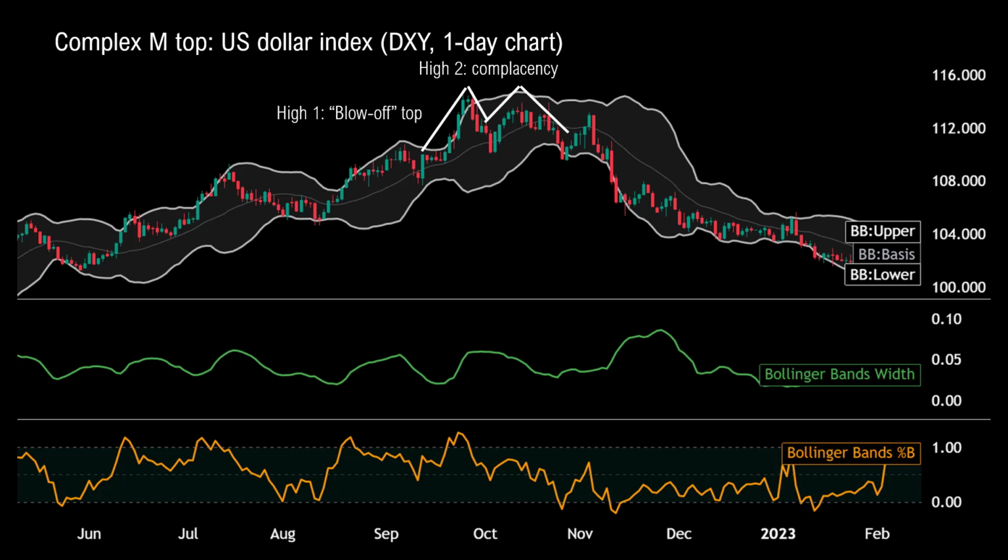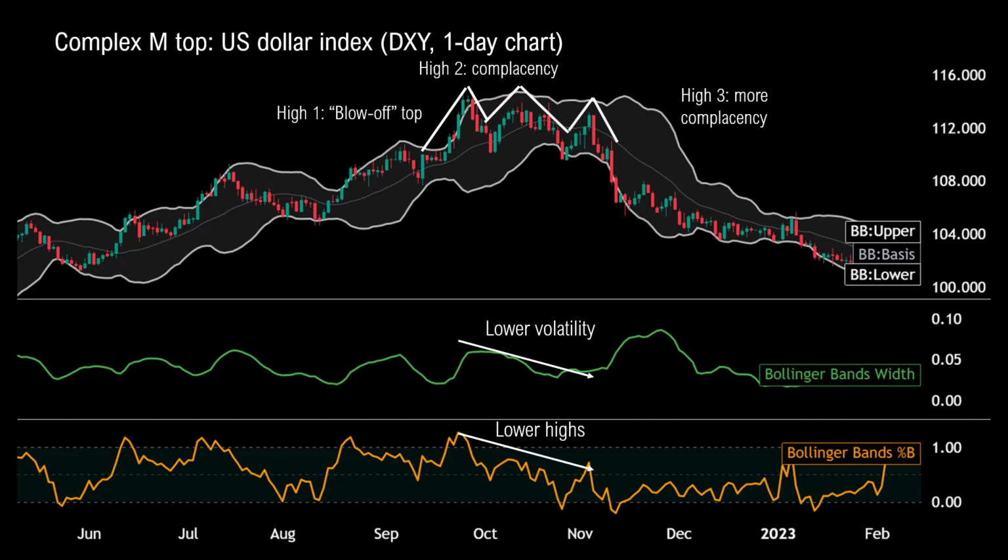The price then made another high with even more complacency. Notice that each successive high had lower volatility, i.e. narrower Bollinger Bands, and was a relatively lower high in terms of its distance from the 20 SMA.